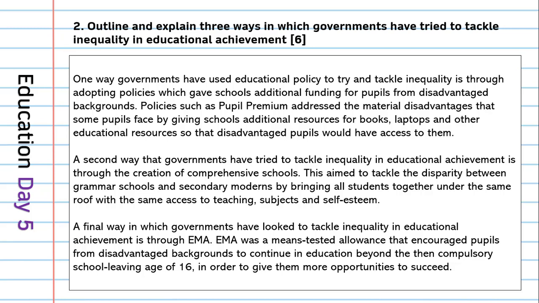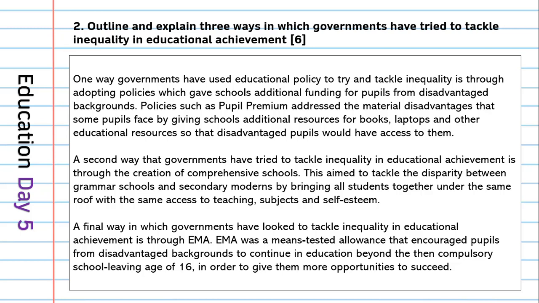It's better to go with a policy, I think, though, because it shows you've got a better understanding of the question. One way governments have used educational policy to try and tackle inequality is through adopting policies which gave schools additional funding for pupils from disadvantaged backgrounds. Now, I've not mentioned a specific policy there, but I would get 1 mark. Policies that encourage funding, I would get the mark for that. I have, however, mentioned a specific policy in my explanation.